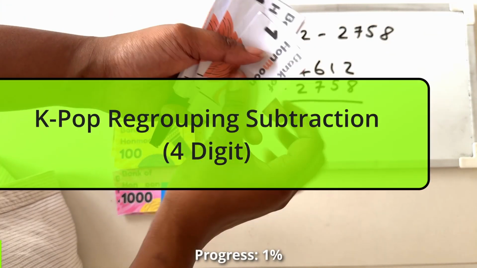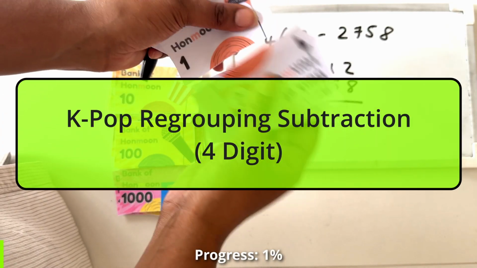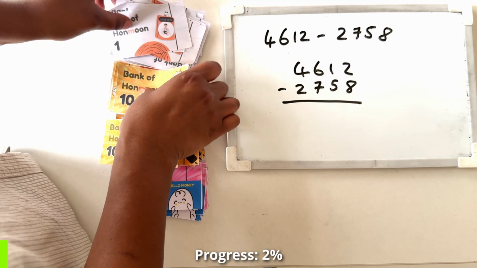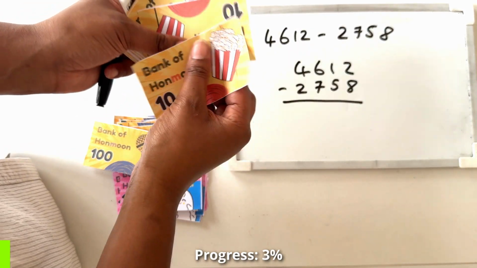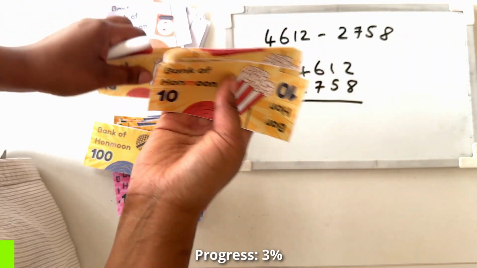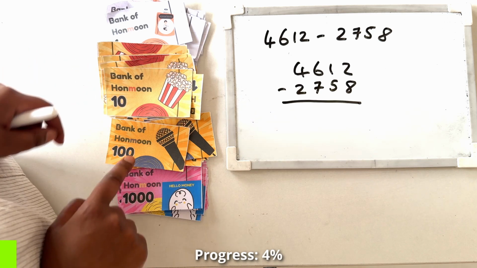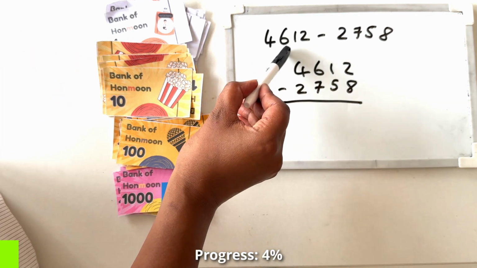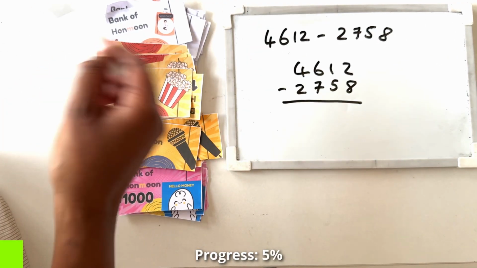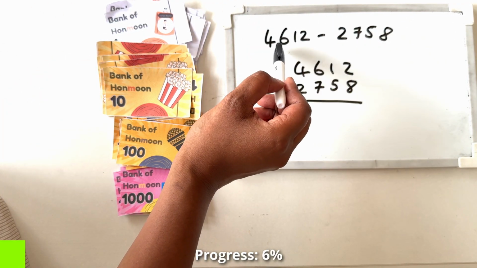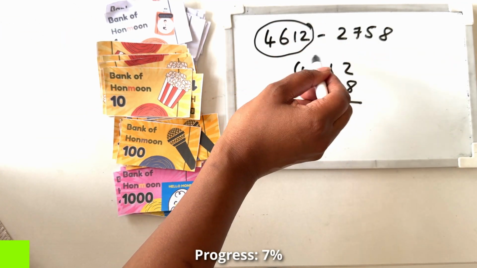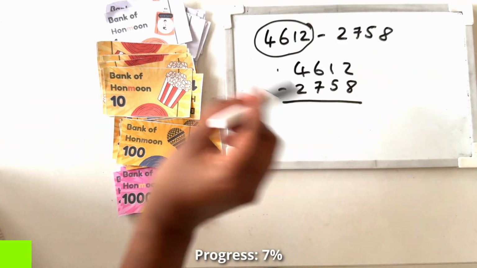Remember, 10 ones, 1, 2, 3, 4, 5, 6, 7, 8, 9, 10, equals 10. 10 tens equals 100. 10, 20, 30, 40, 50, 60, 70, 80, 90, 100. And 10 100s equals 1000. Order matters. 4,612 minus 2,758 is very different to 2,758 minus 4,612. So always write the number you're taking away from at the top and align the numbers.